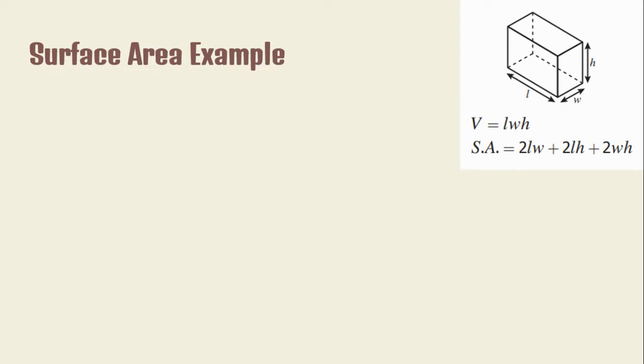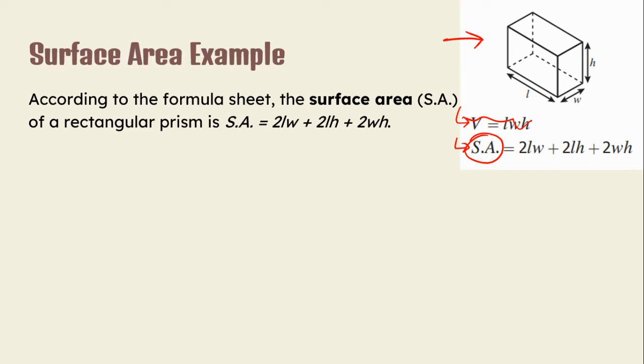So let's look at an example. In this case, we have a box, a rectangular prism, and this is directly from your formula sheet. You have the volume formula and you have the surface area formula. This is the one we're focusing on today, so don't worry about volume. According to the formula sheet, our surface area equals 2 times length times width plus 2 times length times height plus 2 times width times height.